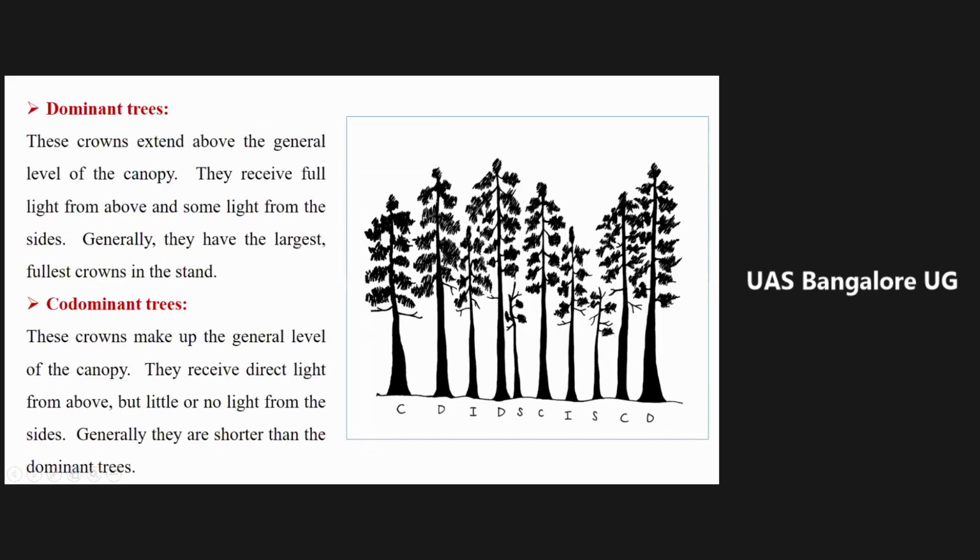Okay, we'll move on to the different classes of the crown. The classification is mainly based on the form of the crown and height of the tree. The crown is mainly divided into four different types: dominant, codominant, intermediate and suppressed. The first one, dominant trees.